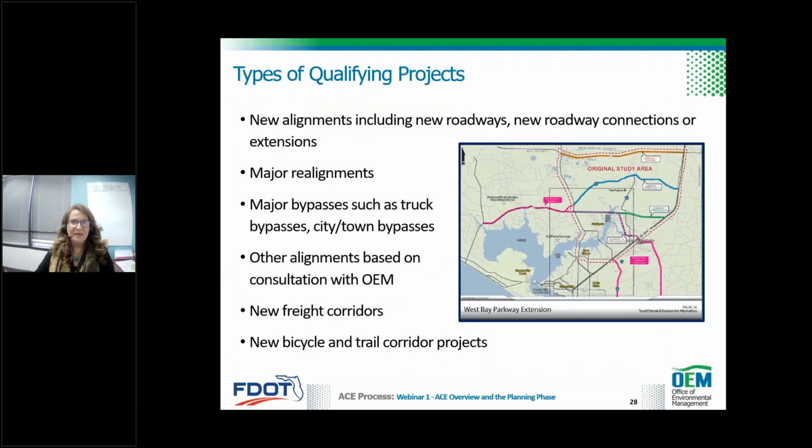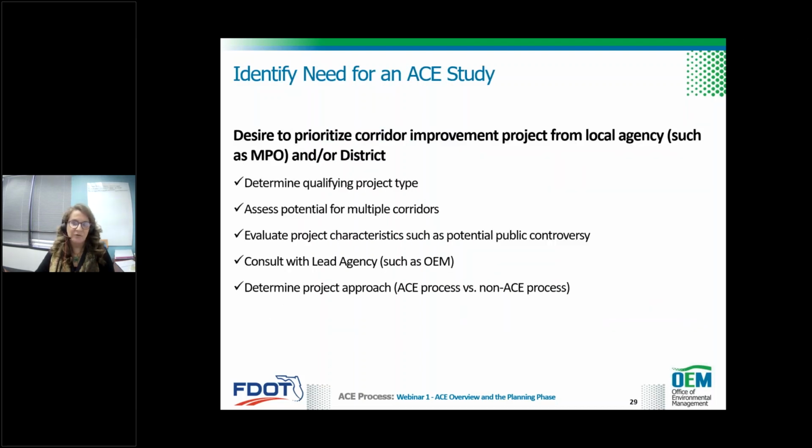So this slide summarizes the types of projects that might qualify for an ACE. So new alignments or extensions, linking major facilities, extension or connection to an interstate or state routes. So think of a study that would support a program like I-4. Other project types may include major realignments or bypasses. And if you're really not sure, just reach out to OEM and get some feedback.